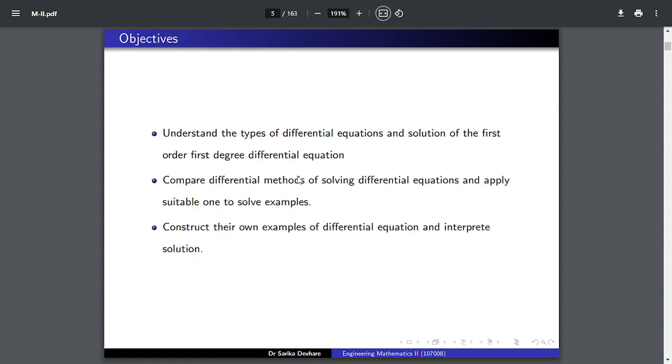Now, what are the outcomes or objectives of these differential equations? First is to understand the types of differential equations and the solution of the first order first degree differential equation. Next is to compare different methods of solving differential equations and apply a suitable one to solve examples. The last one is to construct their own examples of differential equations and interpret the solution.